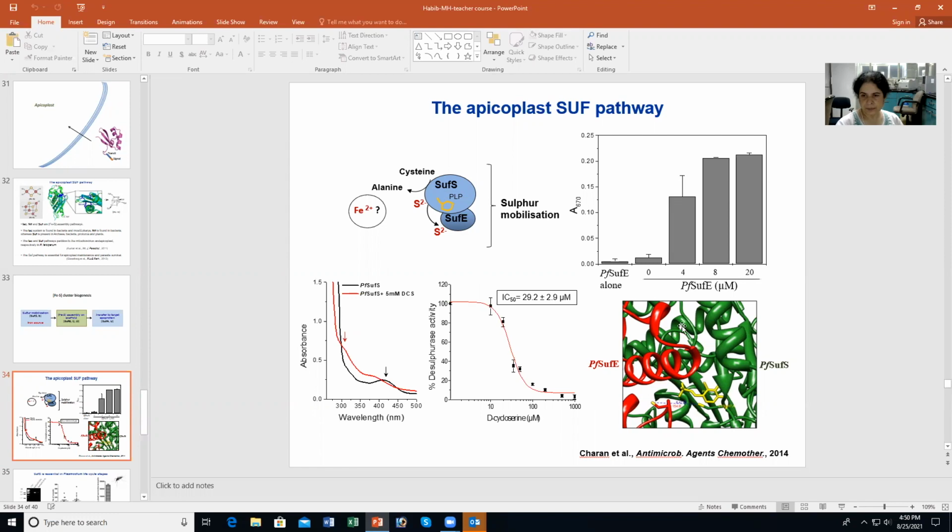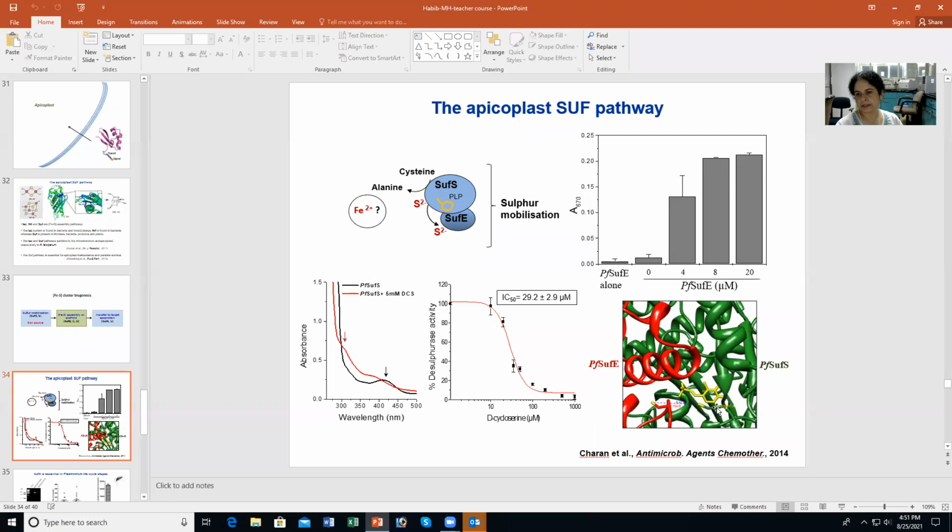Now, this is a structural model that tells you how this happens. So this is a pyridoxal phosphate which interacts with SufS and helps in this whole process of the cysteine desulfurase activity. So this is pyridoxal phosphate over here.